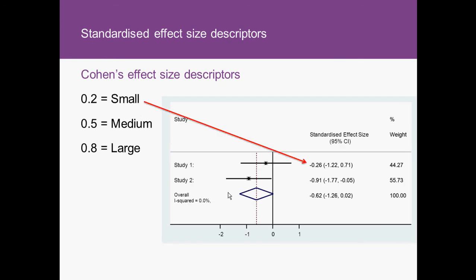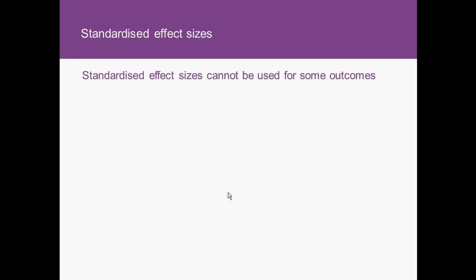In our meta-analysis, we can see that study 1 had a somewhat small standardized effect size, that study 2 had a large standardized effect size, and that the overall pooled result was close to being a medium effect size.